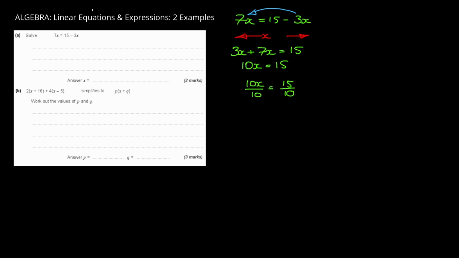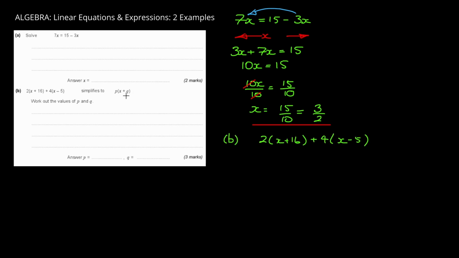So having done that, we can now cancel this pair of 10s to leave just x on this side. So x is equal to 15 over 10, which cancels down because there's a common factor of 5, is 3 over 2. And that will be your answer. Okay, let's have a look at part B.